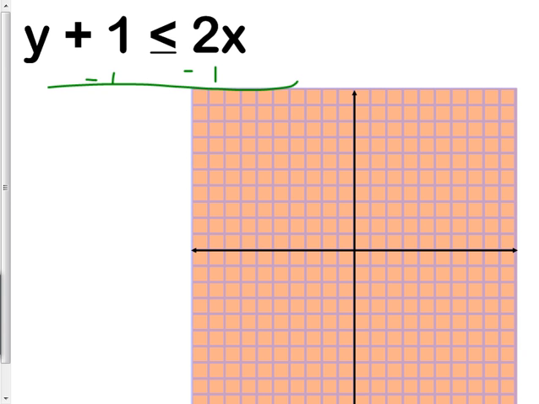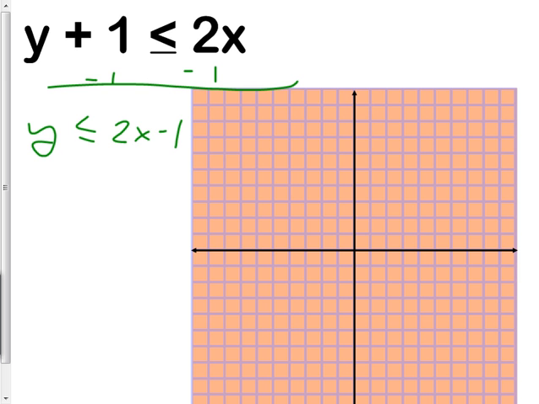Yes, you may use this. All right. Press the silver button. Okay, you should say y is less than or equal to 2x minus 1.